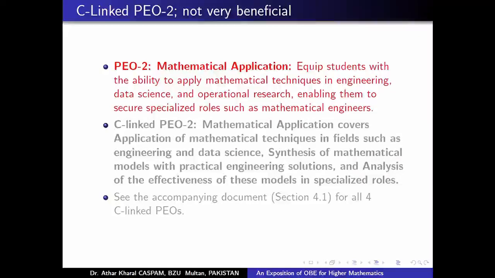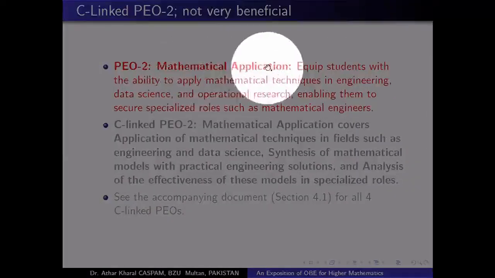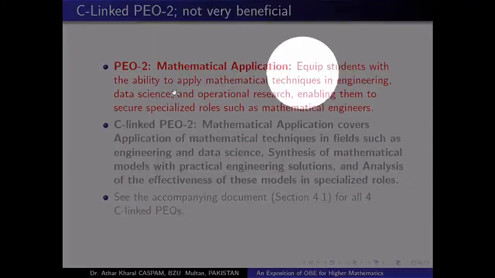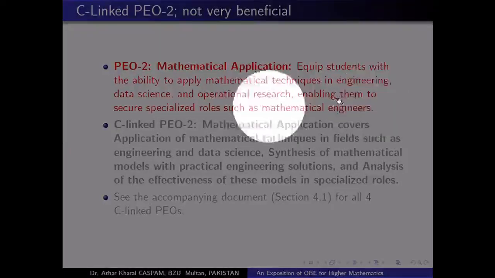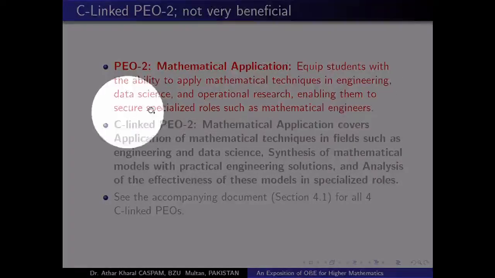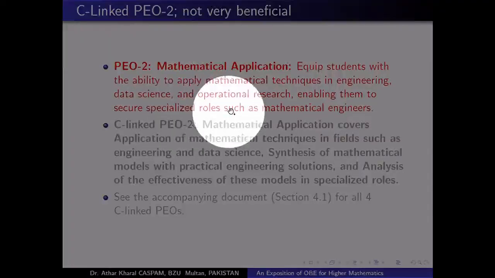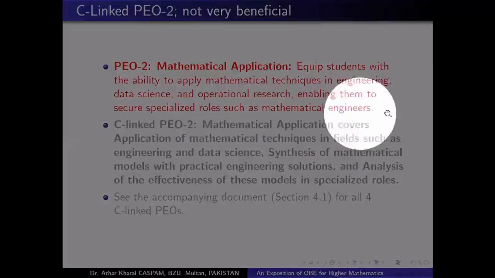Look at this. These are C-linked. Once I say the capital C, this means cognitive level. C-linked educational objectives. These are PEO2. You can see we have written this PEO earlier. It says mathematical application: equip students with the ability to apply mathematical techniques in engineering, data science, and operational research, enabling them to secure specialized roles such as mathematical engineers.